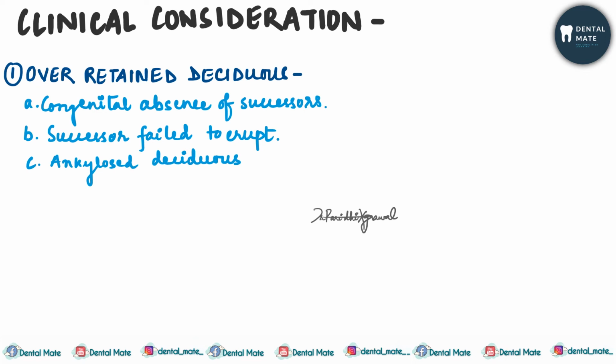Now, there could be another reason: the successors fail to erupt. There could be some breach in the mechanism of the root formation or the eruption of the successor tooth, because of which the resorption of the deciduous tooth root did not take place, and thus the tooth has been over retained.